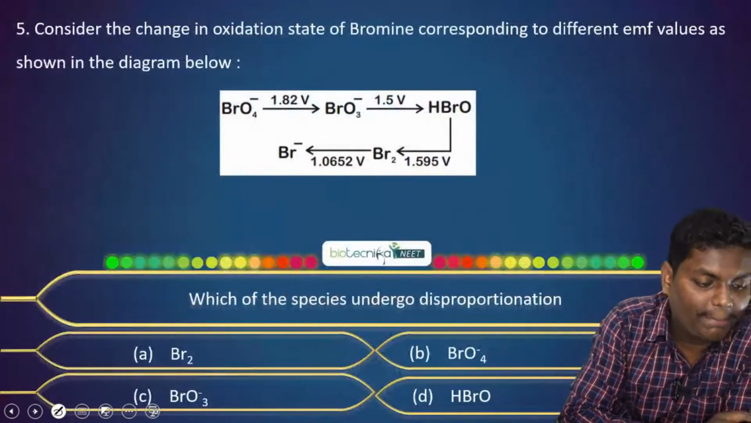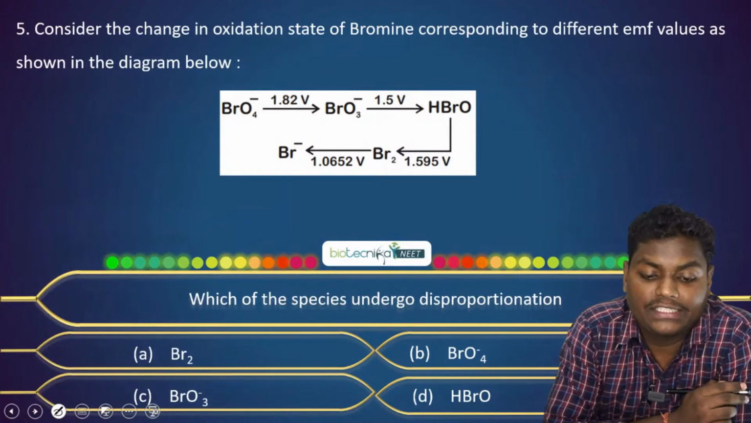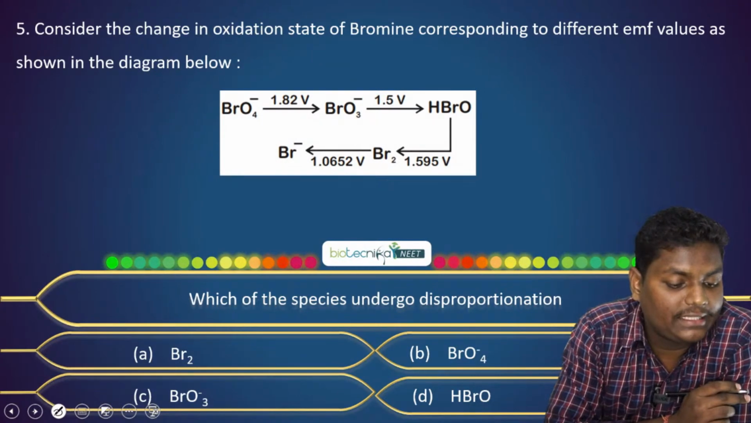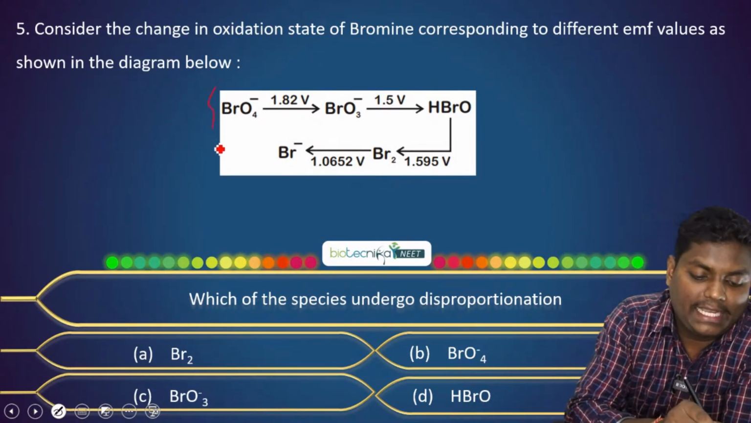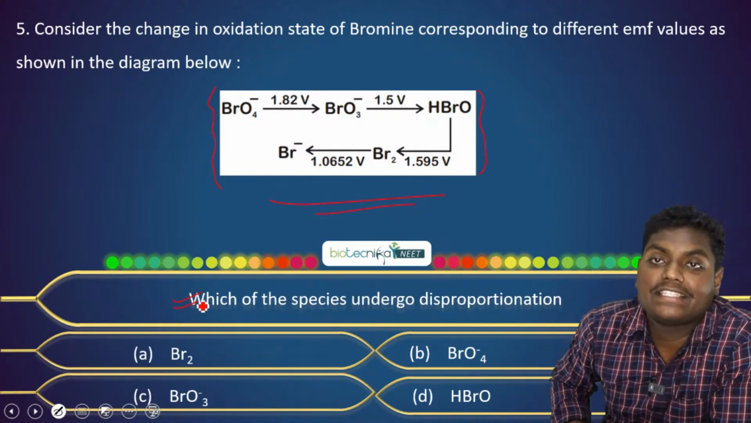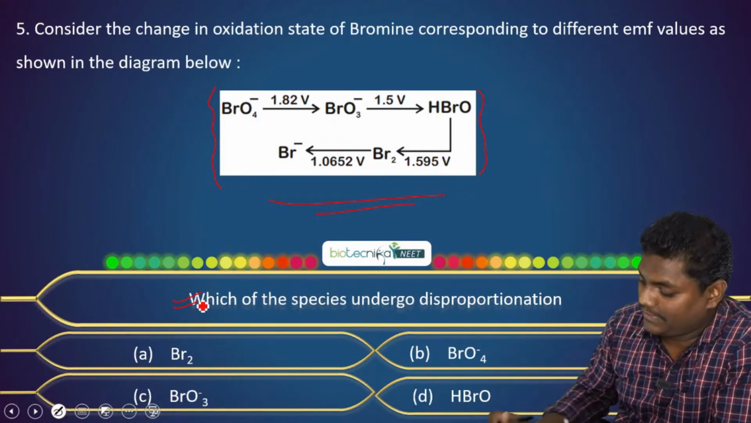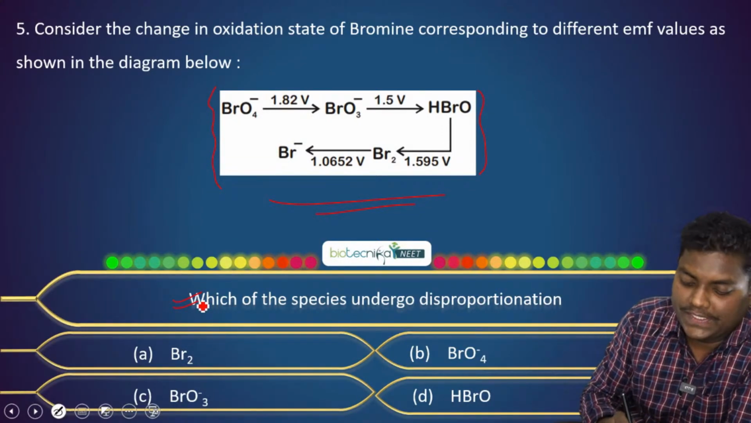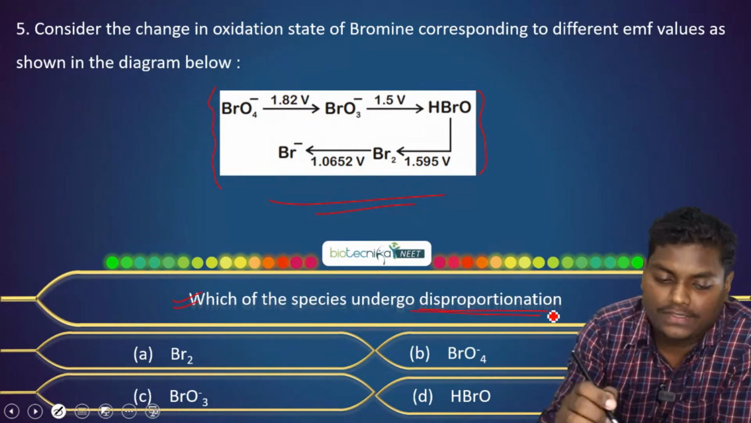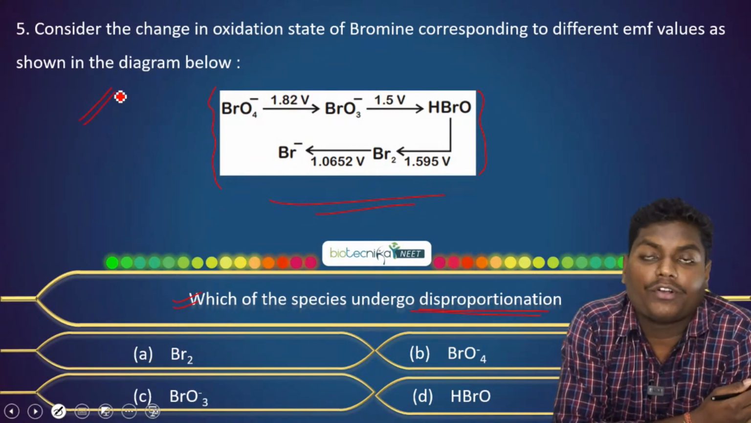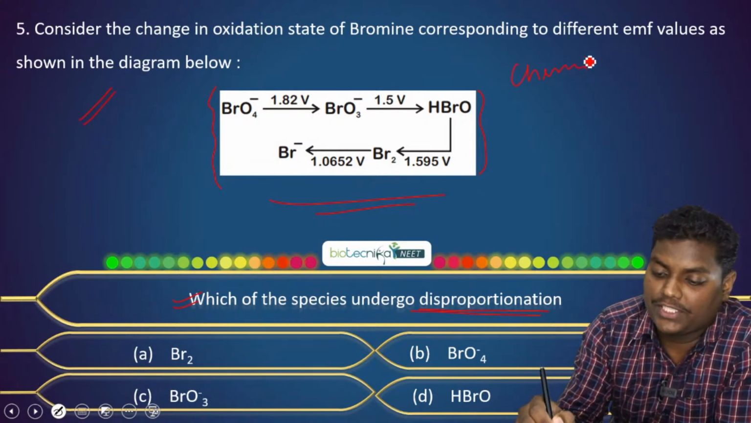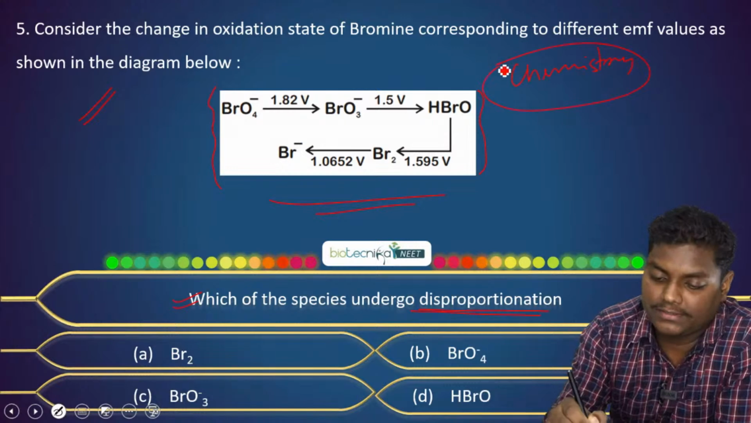So moving to the next question. Consider the change in oxidation state of bromine corresponding to different EMF values as shown in the diagram below. So this is the Latimer diagram for bromine, and in this, you have to decide which of these species undergo disproportionation. This is a very good question, which involves the concept from electrochemistry and basic chemistry knowledge of disproportionation reactions and other types of reactions.